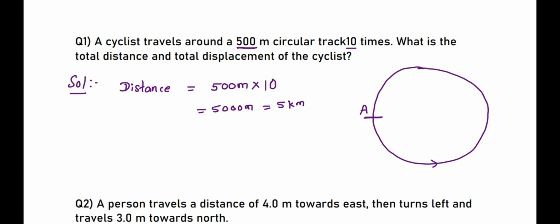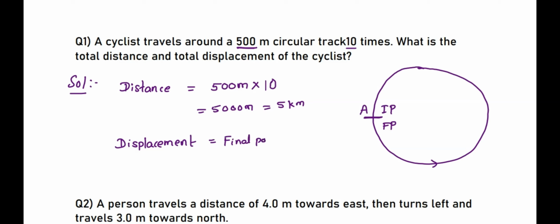While coming to the magnitude of the displacement, be careful here. What is the total distance and displacement of the cyclist? He said a cyclist travels around a 500 meters circular track 10 times. 10 times means after 10 times, finally the cyclist reaches point A only. That means initial position and final position are both A. If initial position and final position are both the same, for the displacement, what can we write?